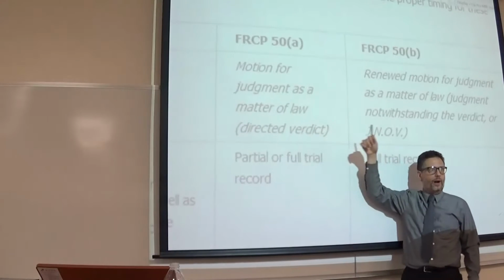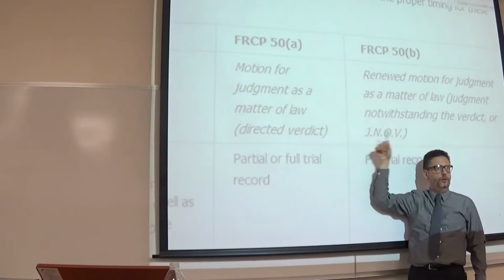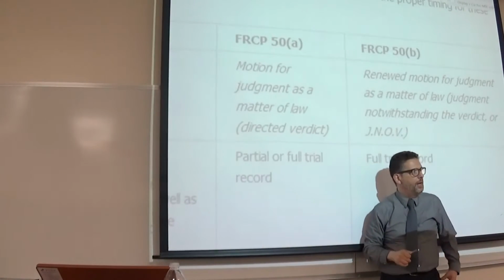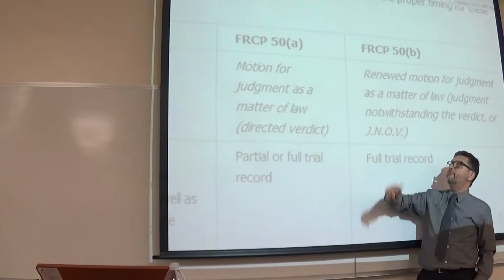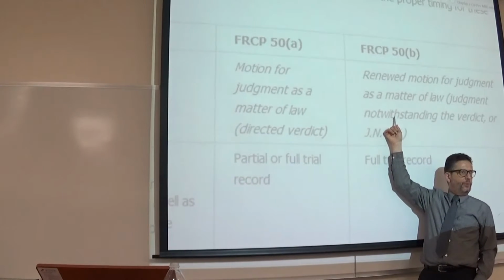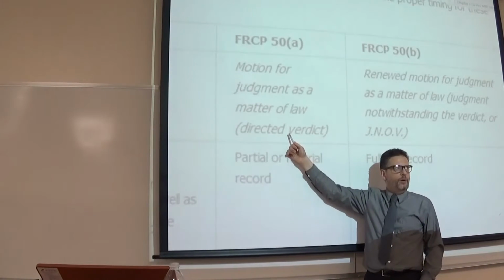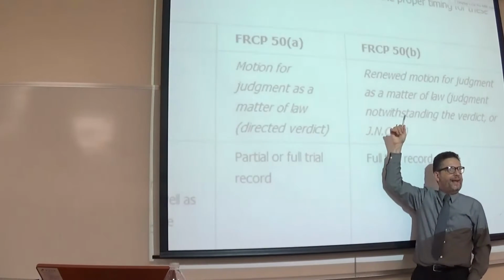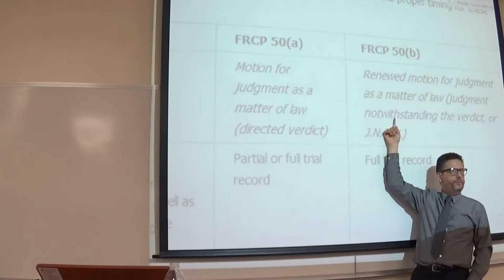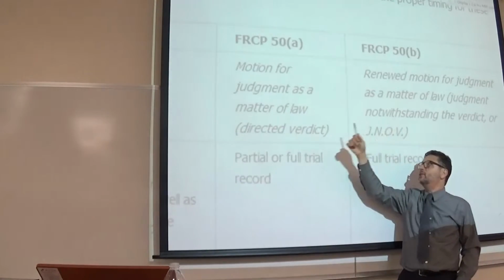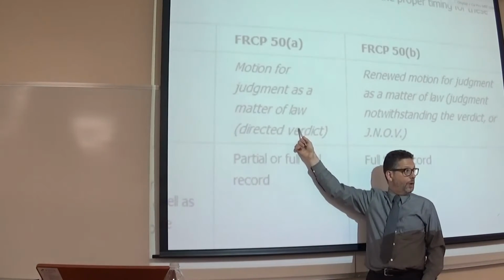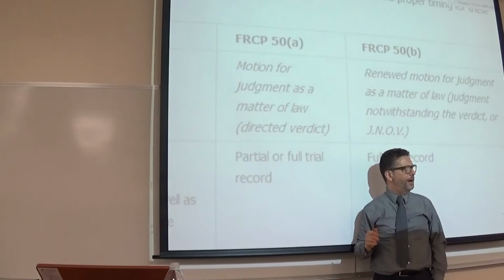This, A, is a prerequisite for B. No A, no B. The second is the scope of a 50B motion for judgment notwithstanding the verdict must be the same as the 50A motion. So the substance of an after-trial motion under 50B has to reflect what was asked for during trial. And that makes sense when you think about it, right?